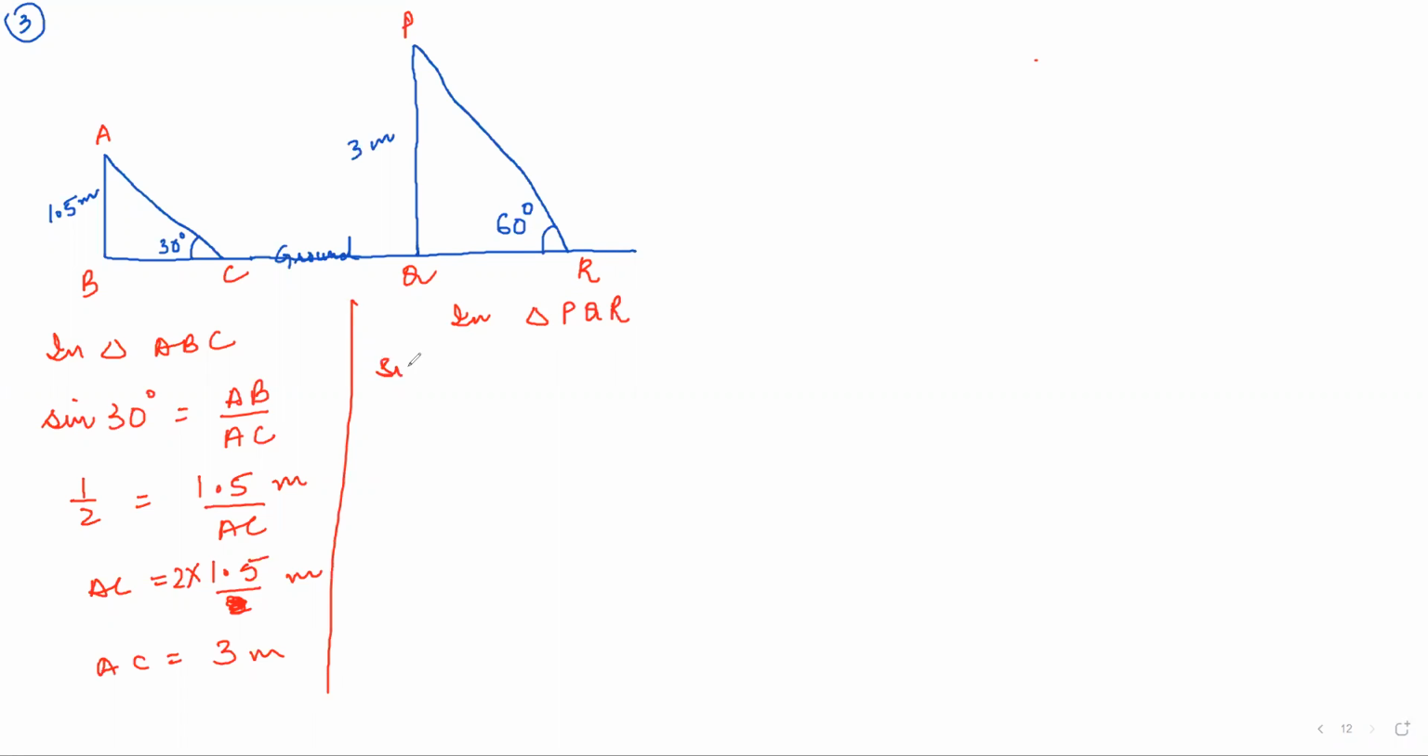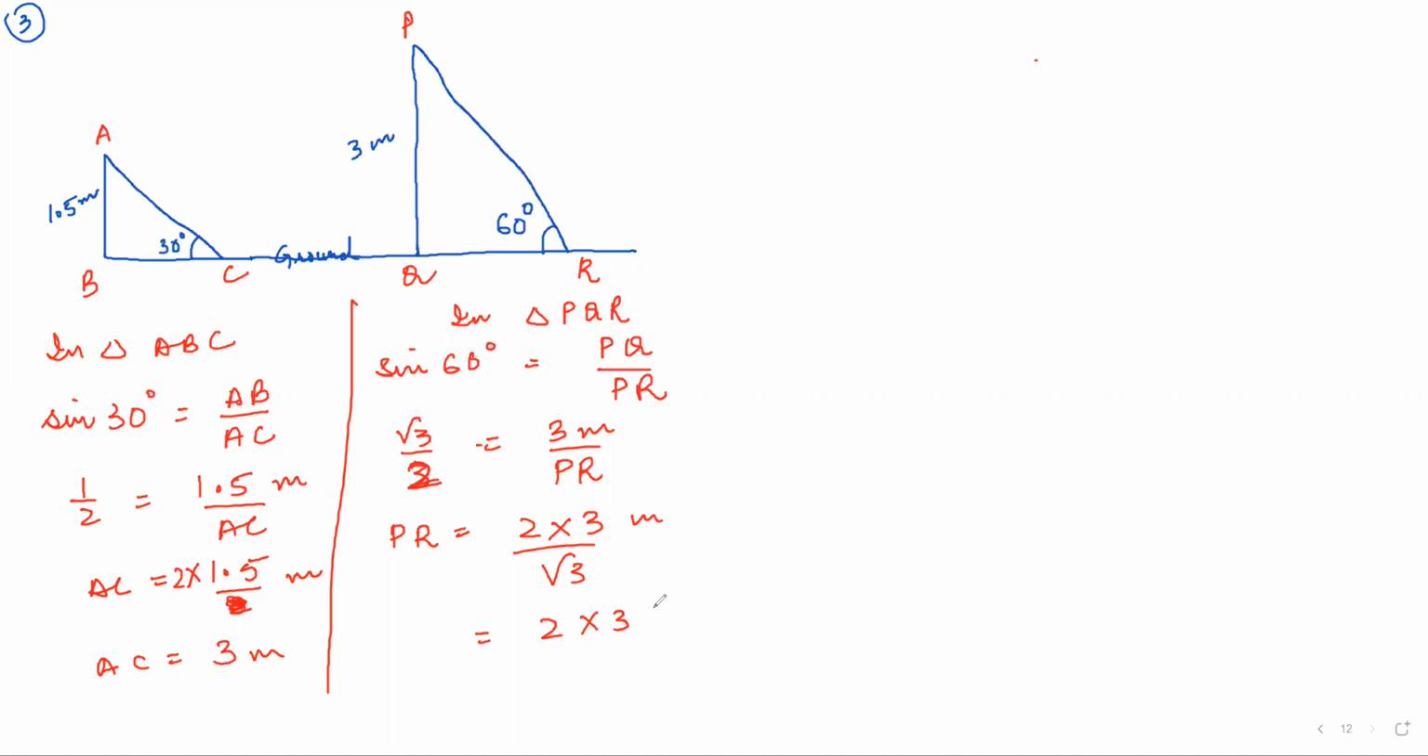Again, same thing, use sine 60 now. Sine 60 degree is equal to perpendicular, that means PQ divided by PR. So this is root 3 by 2 is equal to PQ is 3 meter, PR you want to find. So PR becomes, cross multiply, 2 into 3 meter divided by root 3. Now you rationalize it. So 2 into 3 into root 3 and then divided by 3, right? So this 3 will get cancelled out. So PR will become 2 root 3 meters.